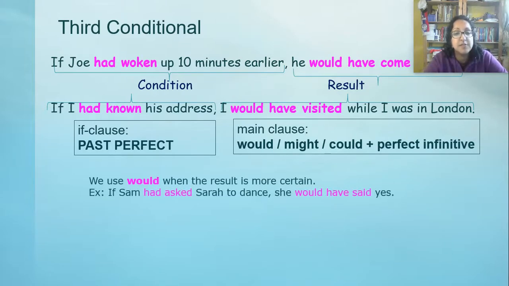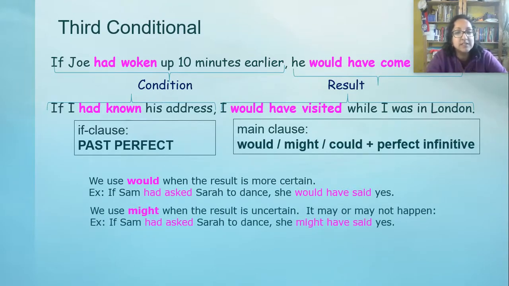Okay, the difference is would is used when the result is more certain. For example, if Sam had asked Sarah to dance, she would have said yes. He didn't ask her to dance, so she couldn't say yes, but she would have if he had asked her.